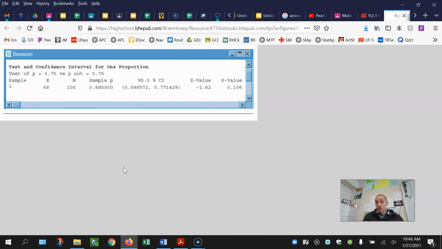So I would pause the video and try to work through, based on the null and alternative, what decision you would make about the null hypothesis, reject or fail to reject, based on the confidence interval. To answer that question, looking at the confidence interval, I'm trying to see, is 0.75 included in the interval or not? It is in the interval. That means it's a possible or plausible value for the parameter. So I would fail to reject the null hypothesis.